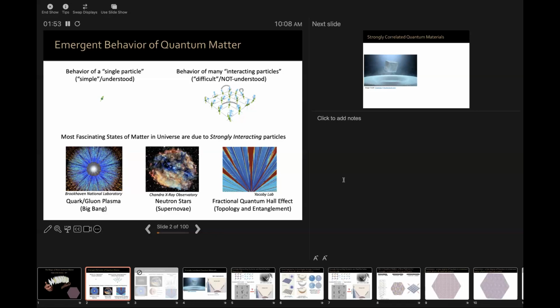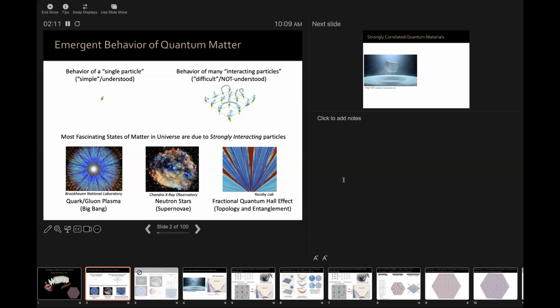It includes different phases of matter in neutron stars. Neutron stars are what remains after a supernova explosion, and in these neutron stars, there are many phases of strongly interacting neutrons that have very exotic names that we don't understand very well.